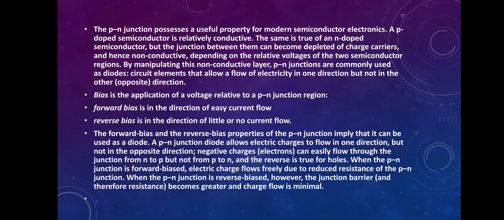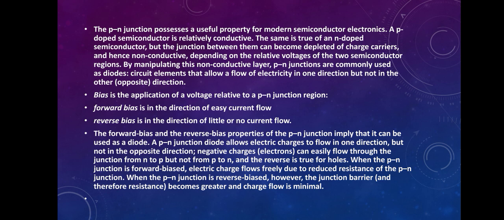A PN junction possesses a useful property for modern semiconductor electronics. A p-doped semiconductor is relatively conductive. The same is true of an n-doped semiconductor, but the junction between them can become depleted of charge carriers and hence non-conductive, depending on the relative voltages of the two semiconductor regions. By manipulating this non-conductive layer, PN junctions are commonly used as diodes, circuit elements that allow a flow of electricity in one direction but not in the other opposite direction.